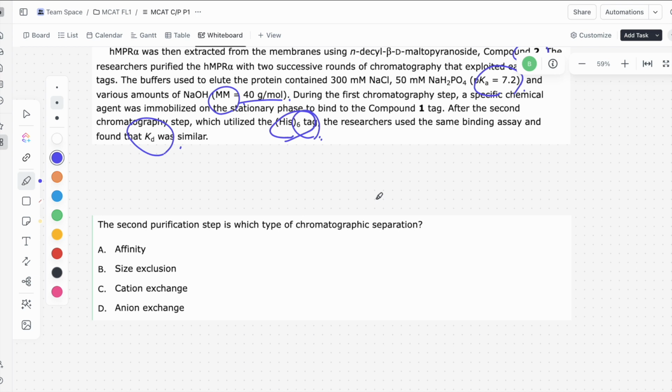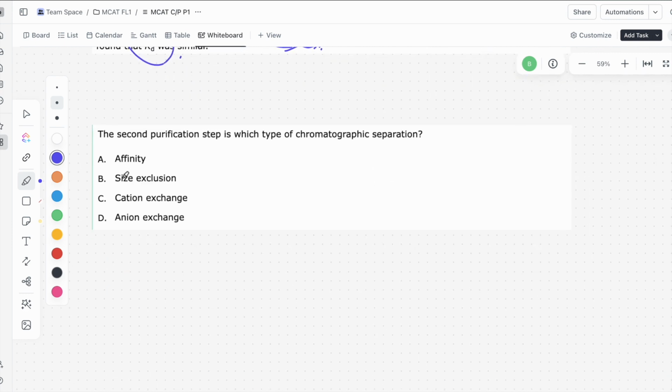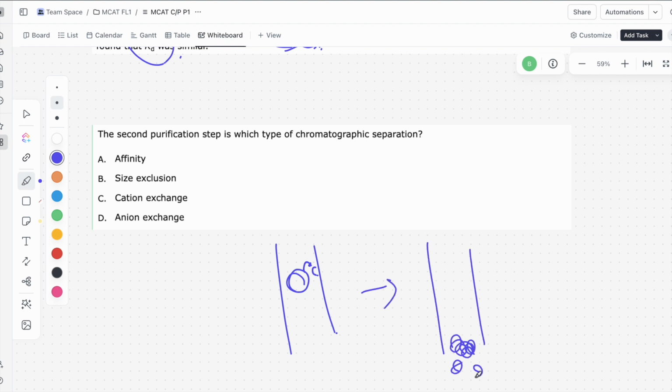Now, this is another type of discrete knowledge. You do have to know the difference between affinity, size exclusion, cation exchange, and anion exchange. I'll go over all of these really briefly, but affinity is when you have some kind of molecule, so let's say you have a protein, and you run it through a chromatography tube, and essentially what happens is, let's say this protein likes to bind onto this little molecule here, then what that means is while every other protein that you don't want is just flowing through, the proteins that you do want are going to be stuck onto these guys that they like to bind onto.